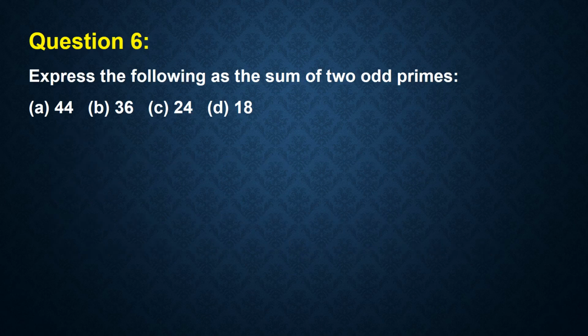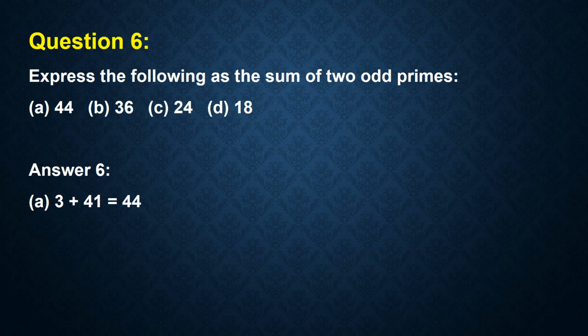Question number 6. Express the following as the sum of two odd primes. First part is 44. Now we all know that 2 is an even prime number. The rest of all prime numbers are odd prime numbers. So we will start with 3. 3 plus 41 is equal to 44. Here both 3 and 41 are odd primes. So this solution is possible.